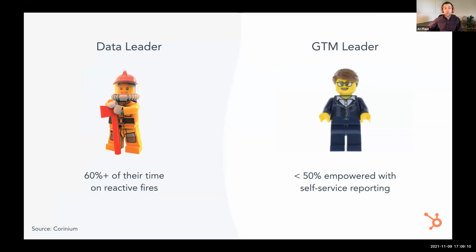So my goal here is not to throw our own ops team under the bus. I actually think we have the best ops team in the whole world at HubSpot. My point is to surface the broader problem that I think Operations Hub Enterprise solves, which is that data leaders tend to spend their time on reactive fires, and the rest of the company is not empowered to do self-service reporting. So people like me aren't empowered to do self-service reporting, and so we rely on ops teams who are really underwater with these one-off requests, right? So nobody wins in this world.